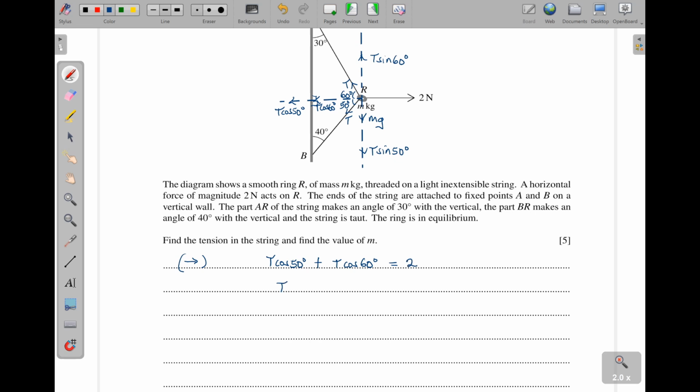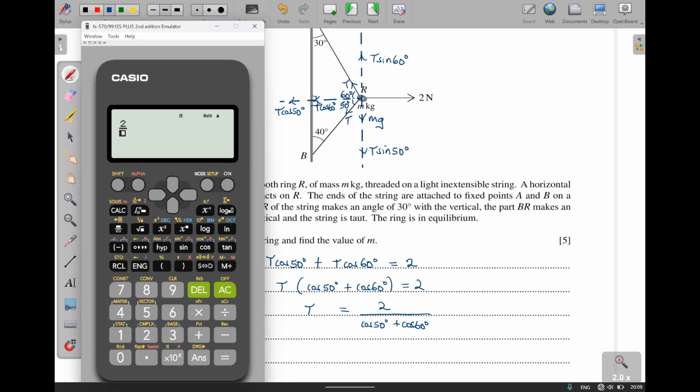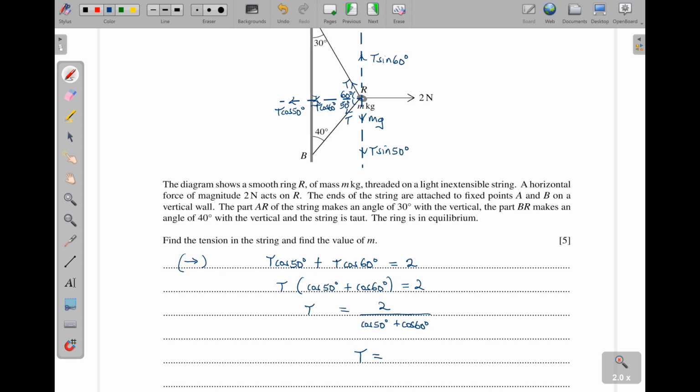Now here T is common, so I'll have cosine of 50 plus cosine of 60 degrees, which is equal to T. So meaning T is going to be equal to 2 over cosine of 50 plus cosine of 60. But cosine of 60 is actually a half. So putting all of this in the calculator, what do we get? 2 divided by cosine of 50 plus cos of 60. It gives us 1.75. So T is equal to 1.75 newtons. That is to 3 significant figures.